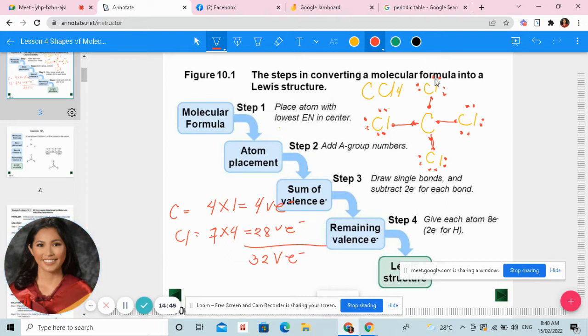Now let's check how many electrons. So let's count. We have 1, 2, 3, 4, 5, 6, 7, 8, 9, 10, 11, 12, 13, 14, 15, 16, 17, 18, 19, 20, 21, 22, 23, 24, 25, 26, 27, 28, 29, 30, 31, 32. So you are now confident that this structure is correct because you have 32 valence electrons, and if you count how many electrons, you have 32.